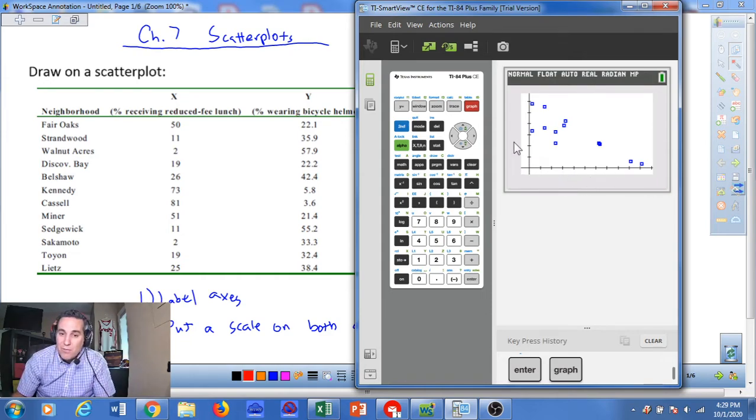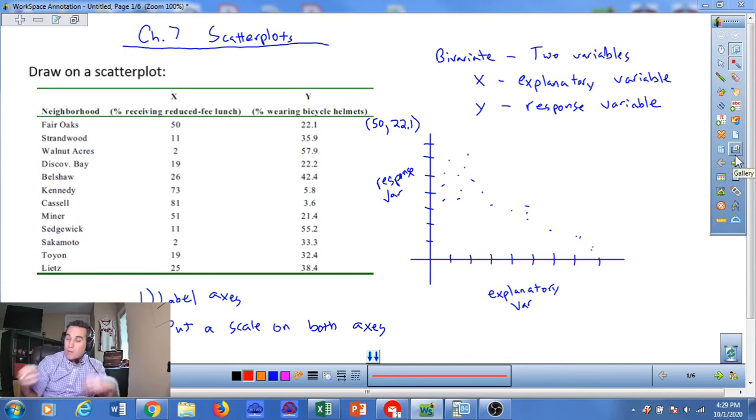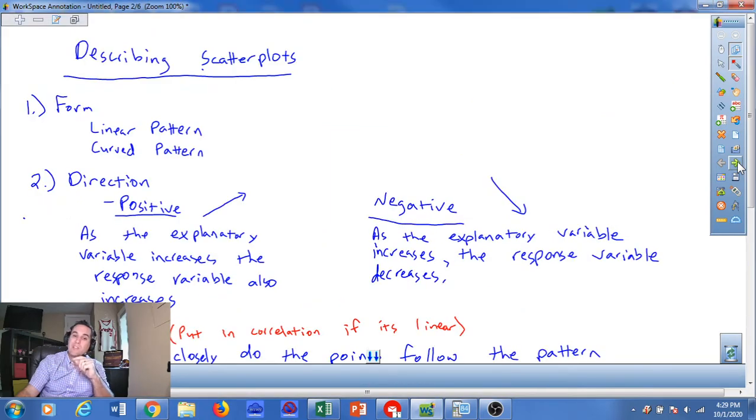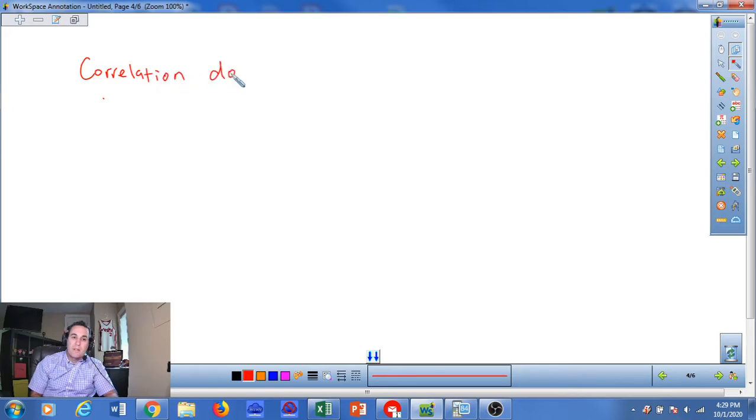Just because this is the X variable and there's a relationship between these two variables does not mean that this X variable caused the Y variable. It doesn't mean that the percent poverty in a neighborhood causes the percentage of bicycle helmet wearing. There might be some kind of relationship going on, but it doesn't mean the X causes the Y. So we have a saying for this. It's a really, really important saying in AP Stats. Correlation does not mean causation.